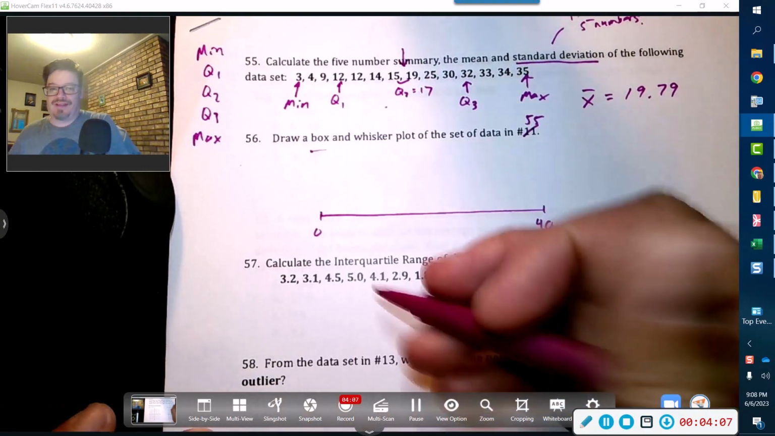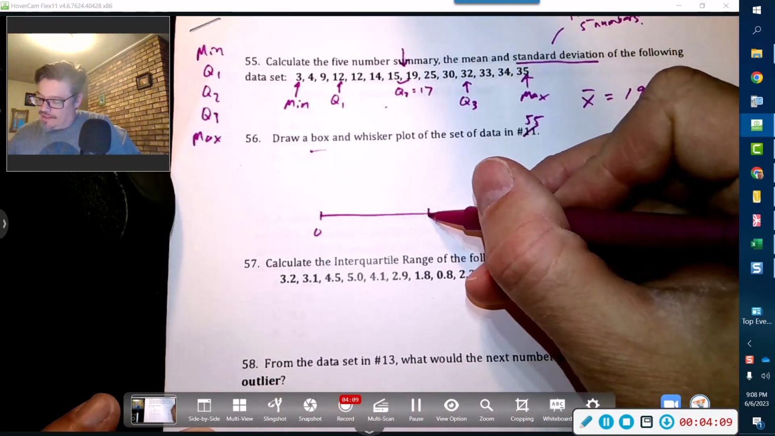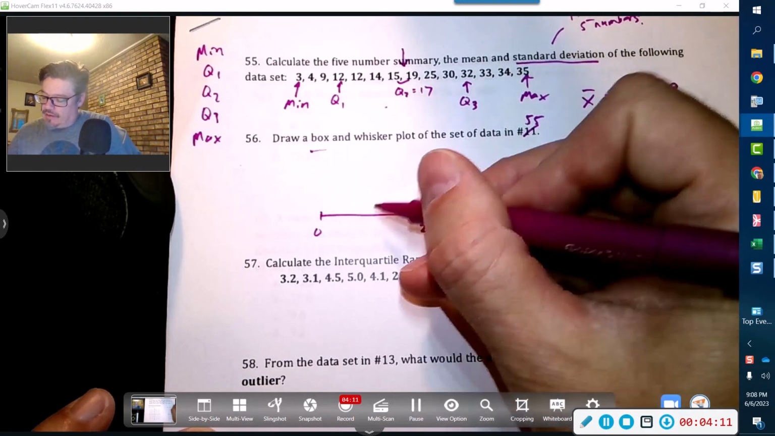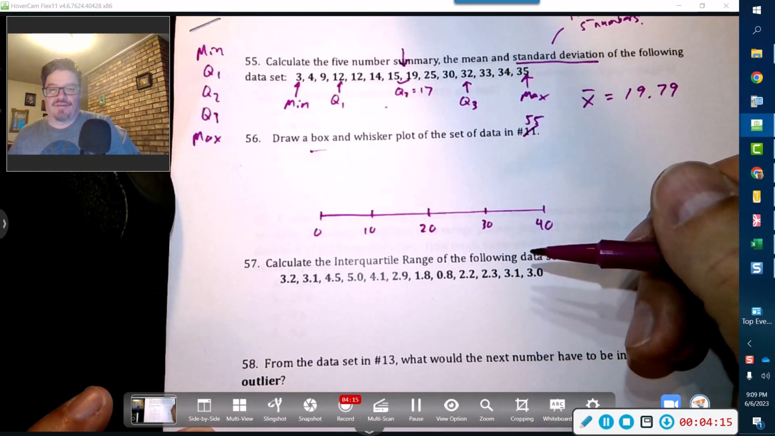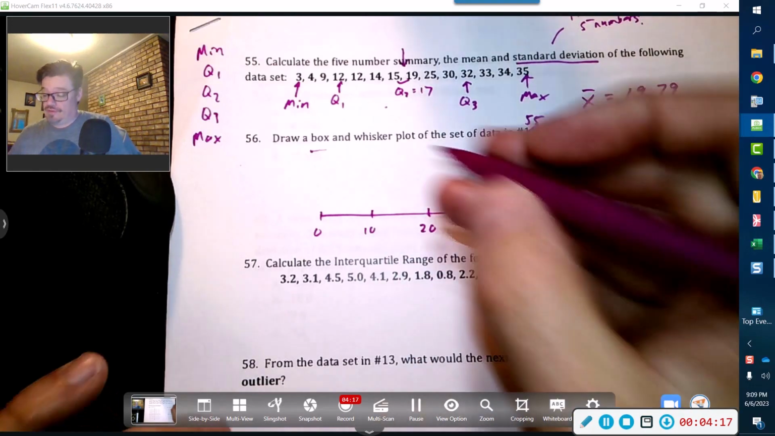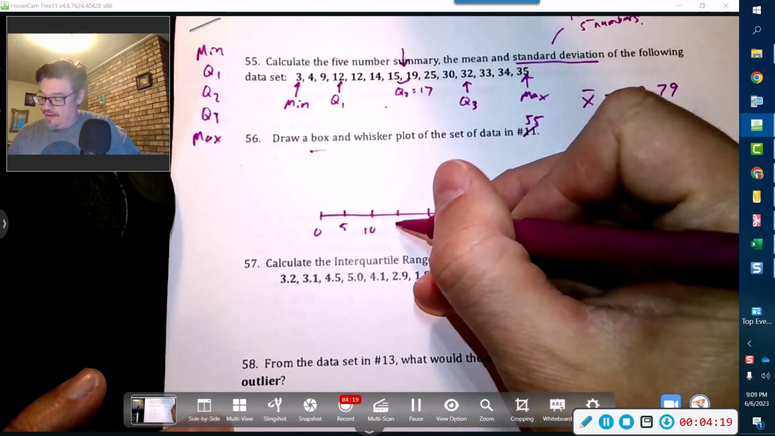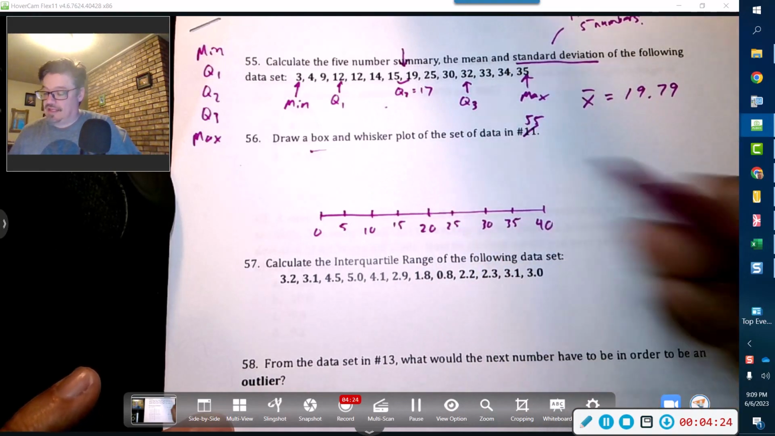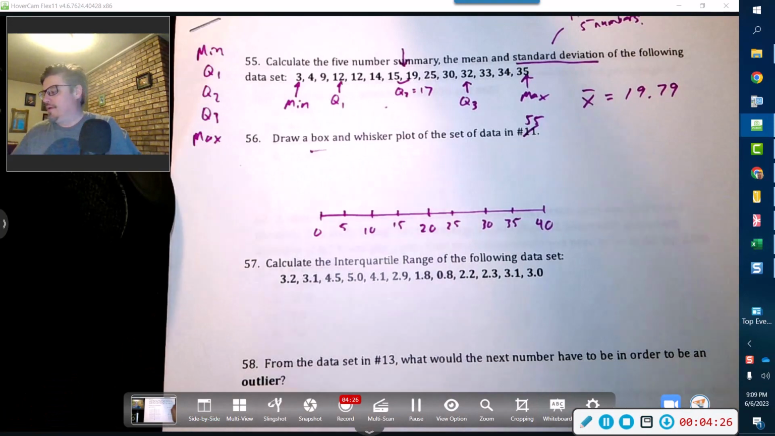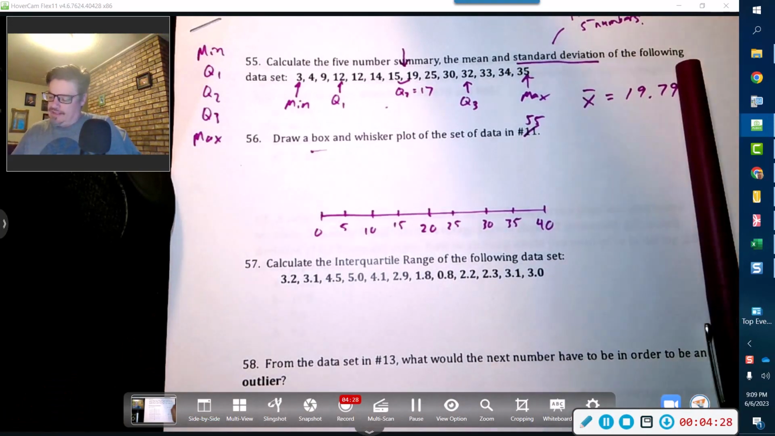So what that allows me to do is start carving up my line here. It's kind of easy for me to cut these in half if I have nice round numbers. So there's 5, 15, 25, and 35. Now that's going to help me when I actually have to graph this. All right, so what does this mean?